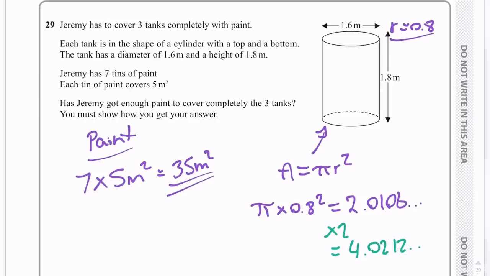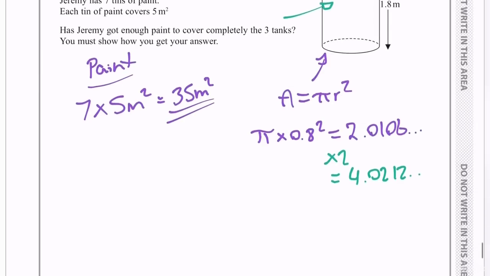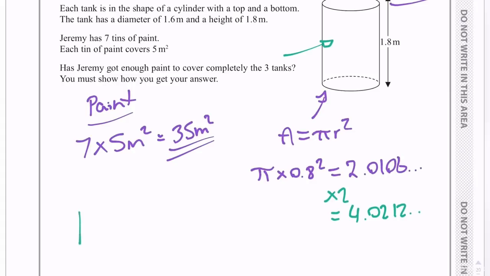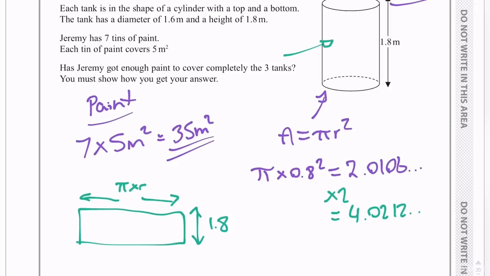Now we just need to work out the curved part around the outside. Now if we think of that curved part being unwrapped, it's almost like a rectangle. It's got a height of 1.8, and the length is the circumference of the circle, which you work out doing pi times diameter. Pi times the diameter is 1.6, so pi times 1.6 gives us a length across the bottom here of 5.0265.